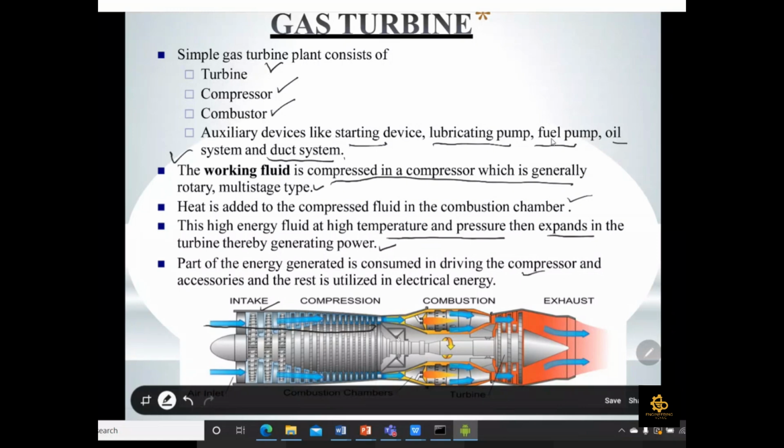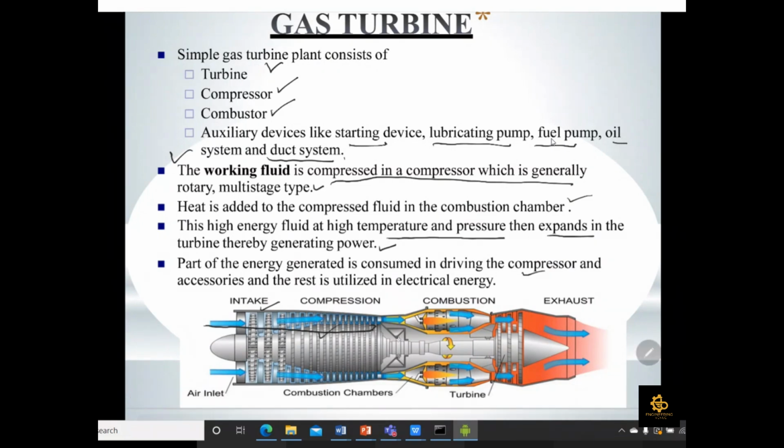Which we already saw in the picture in the video as well, because the turbine and the compressor are connected on the same shaft. That's why part of the energy developed in the turbine section in the form of rotary motion is sent back to the compressor section as well.